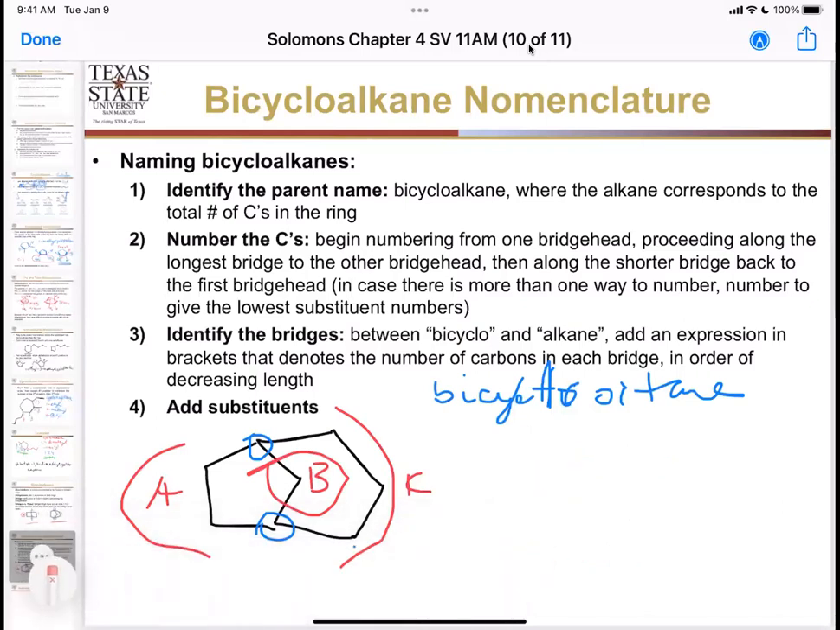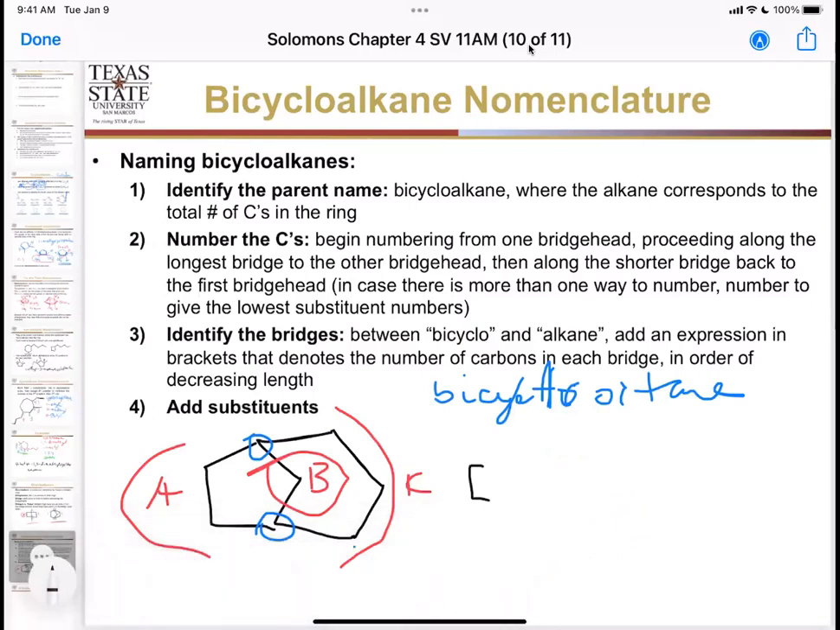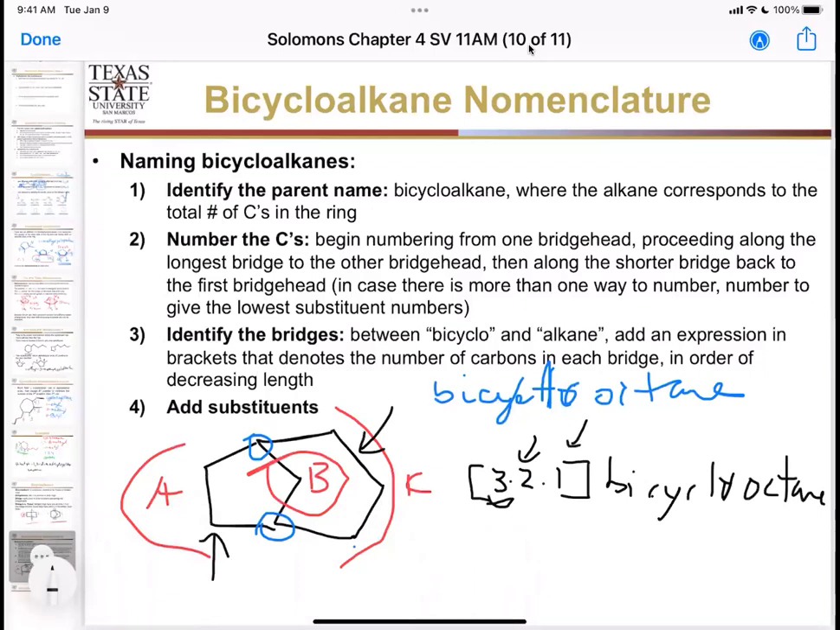Because it's a bicyclic compound, we want to identify each of the bridges, how long they are. So we're going to say 3 dot, 2 dot, 1 in brackets, bicyclo, cyclooctane. I guess we can drop one of those O's. So when we draw this, I have a bicyclo compound. I have 3 carbons in one of the bridges, 2 carbons in another one of the bridges, and 1 carbon in the other bridge.